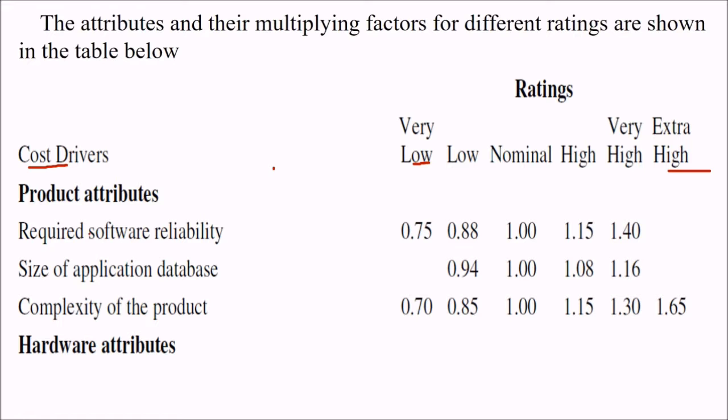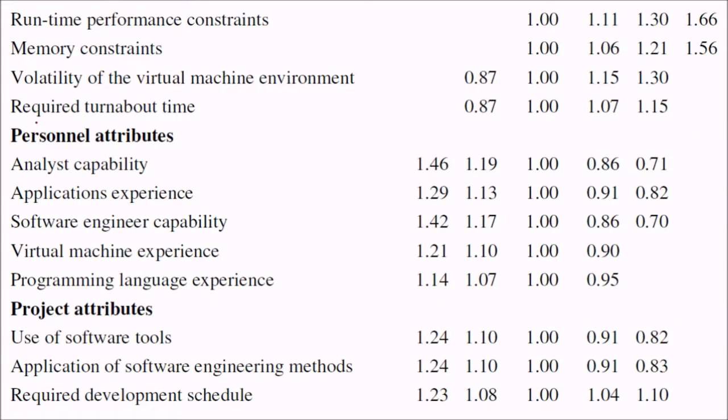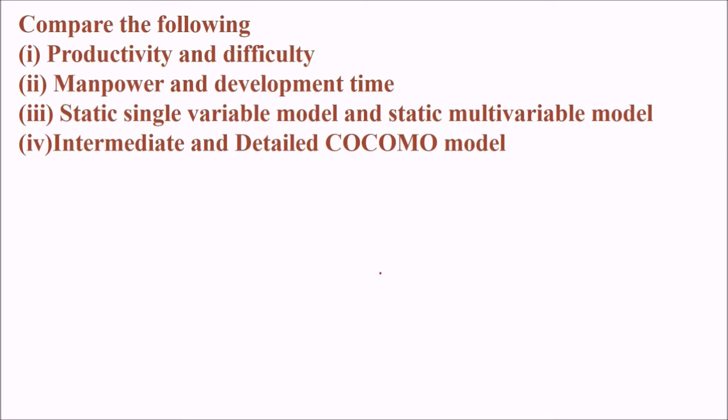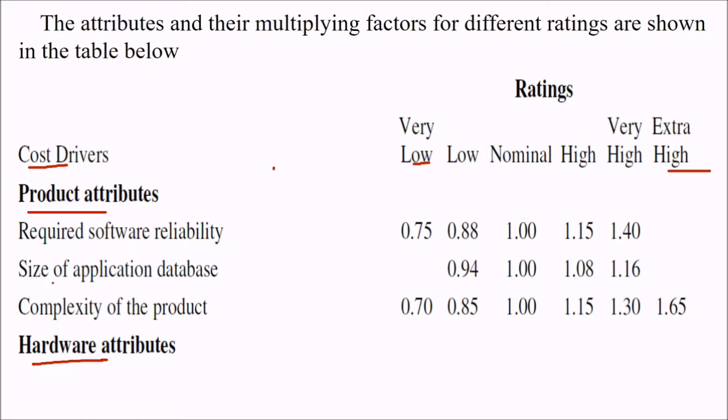So we can divide them into the product attributes, the hardware attributes, the personnel attributes, and the project attributes. Let me revisit it again. These are the cost drivers for product attributes. Just take an example: we have just talked about the reliability. Very low would be 0.75, very high would be 1.50.